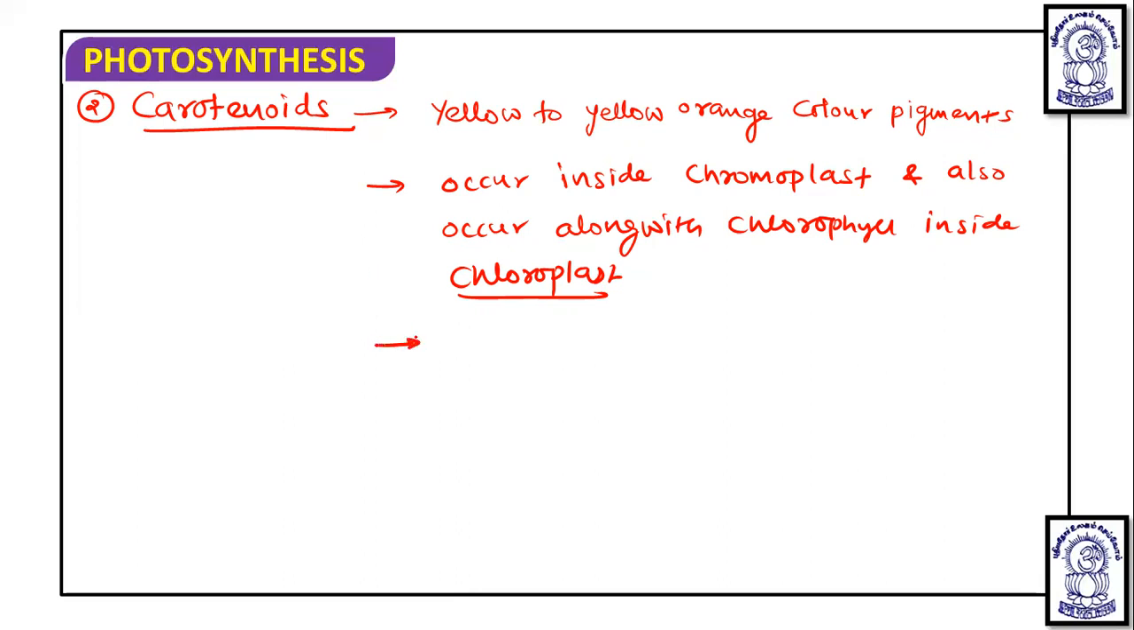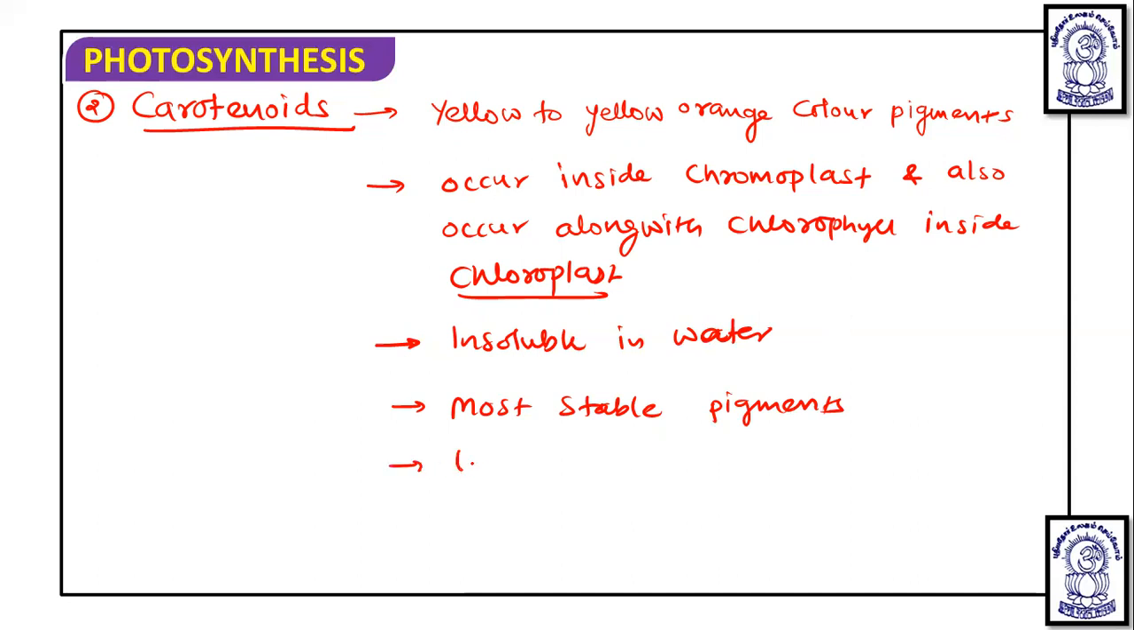These carotenoid pigments are considered universal in occurrence and insoluble in water. They are insoluble in water, obviously. Okay, and they are considered the most stable pigment, and light is not necessary for their synthesis. In chlorophyll light is necessary, but here light is not necessary for their synthesis.